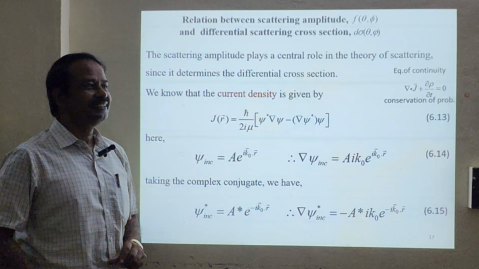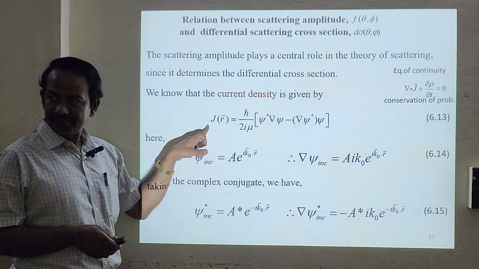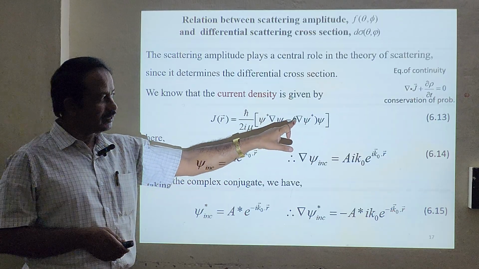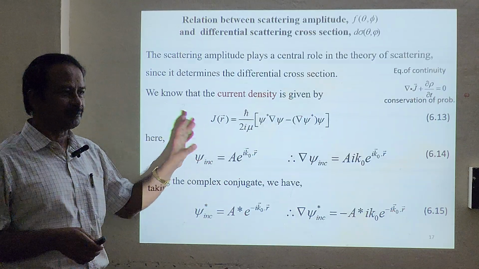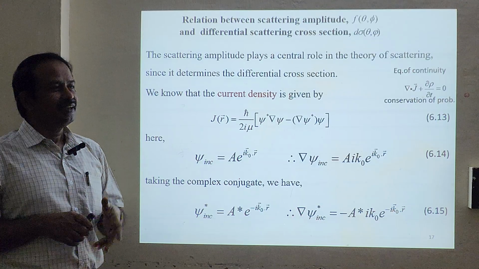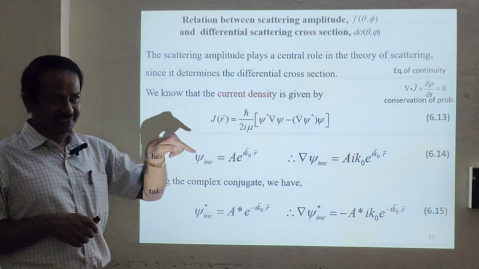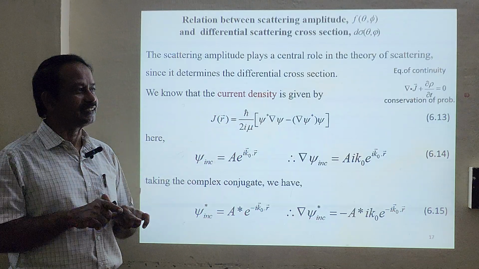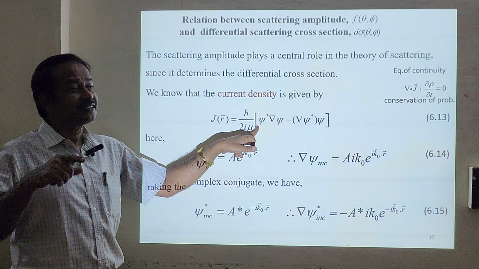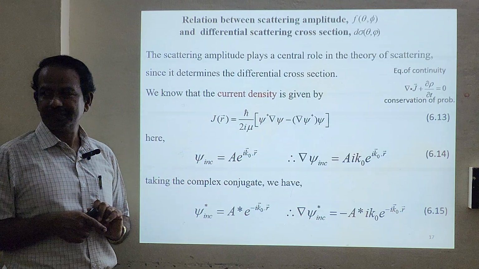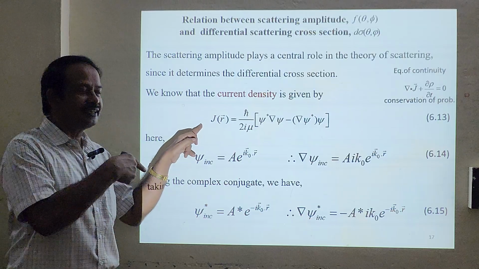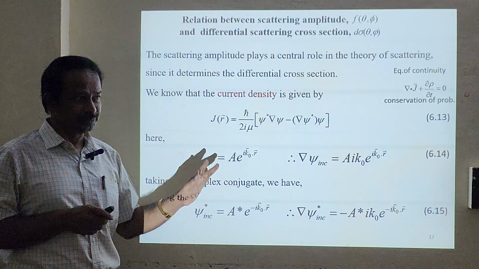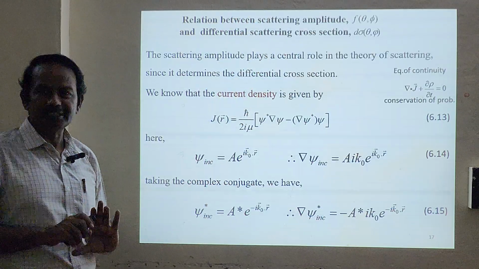The expression for current density is given by this. We have already studied it in Quantum Mechanics 1. Current density is given by h bar divided by 2i mu, times psi star del psi minus del psi star psi. So you have to remember this one. The idea is, first we substitute psi incident and get one expression, that is j incident. After that we substitute psi scattered to get j scattered. Then we use the previous equation 6.2 to get the relation between these two.